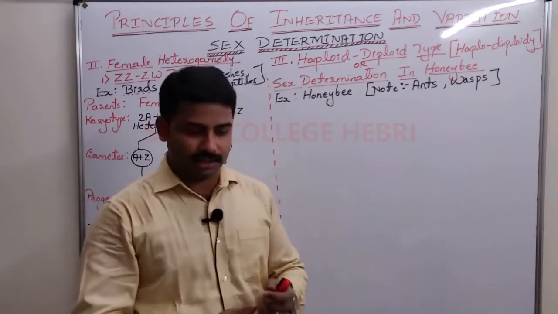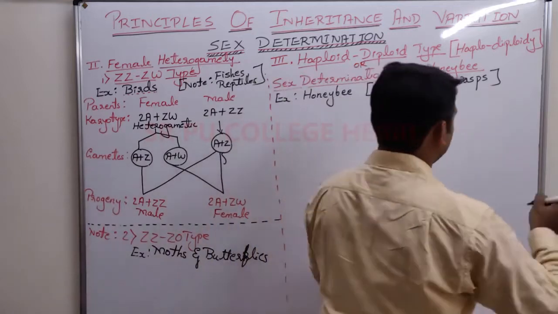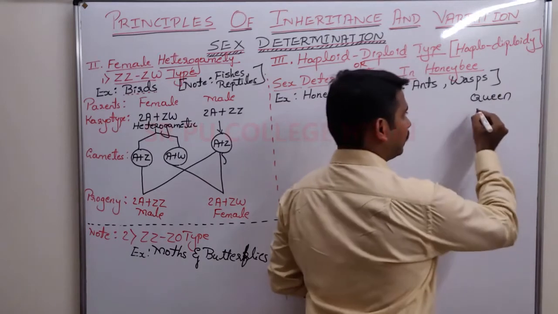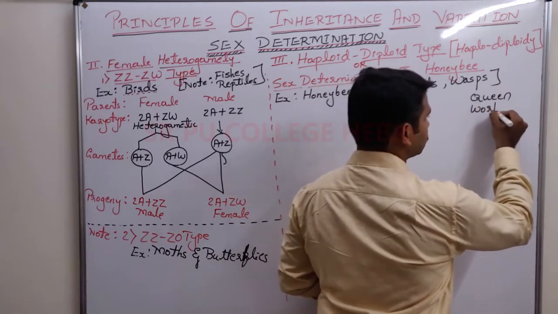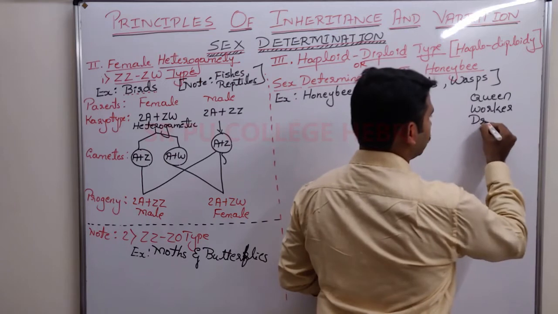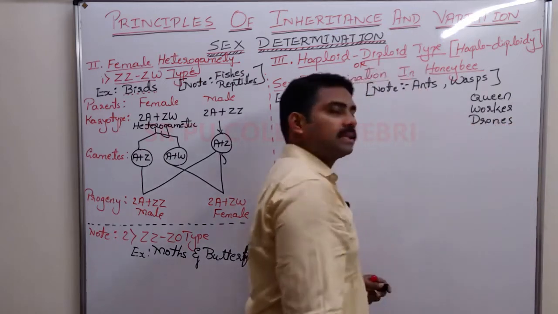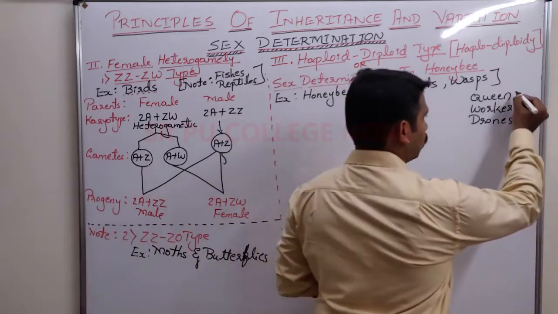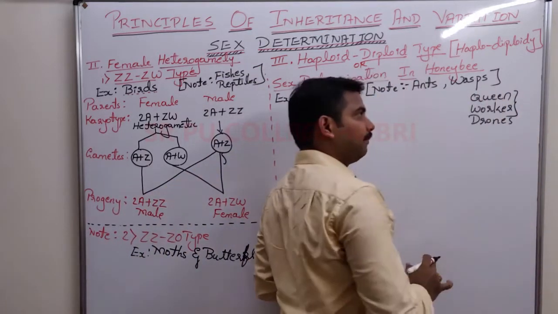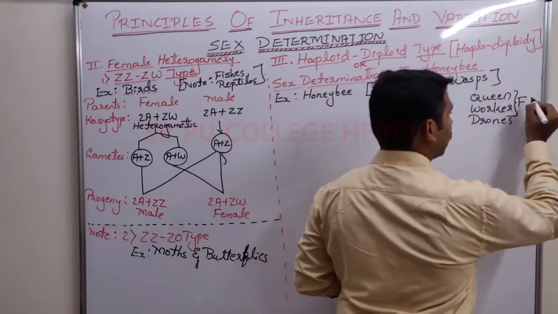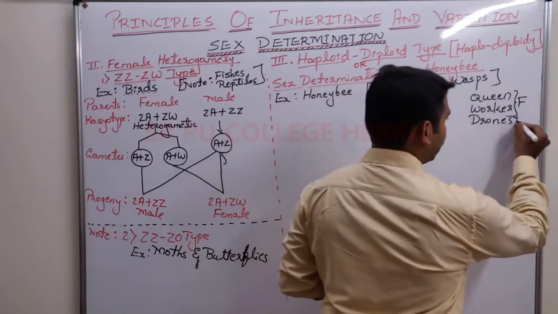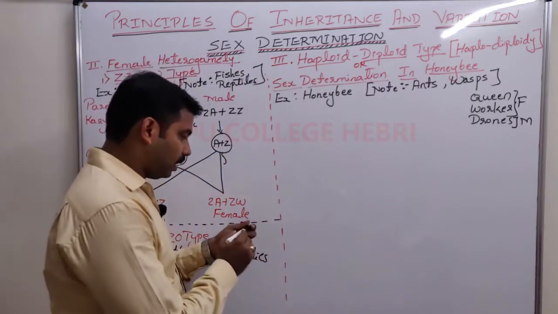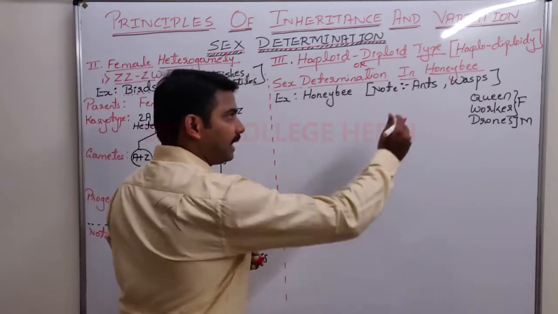When I say honeybee, the members of the honeybee population we can group into three categories. What are they? One is queen, you know very well, another one is worker bees, and one more is drones. Can you guess in this who are all males and who are females? Of course the name itself tells, queen, and even the workers are what? Female, whereas the drones are male. Don't forget that.